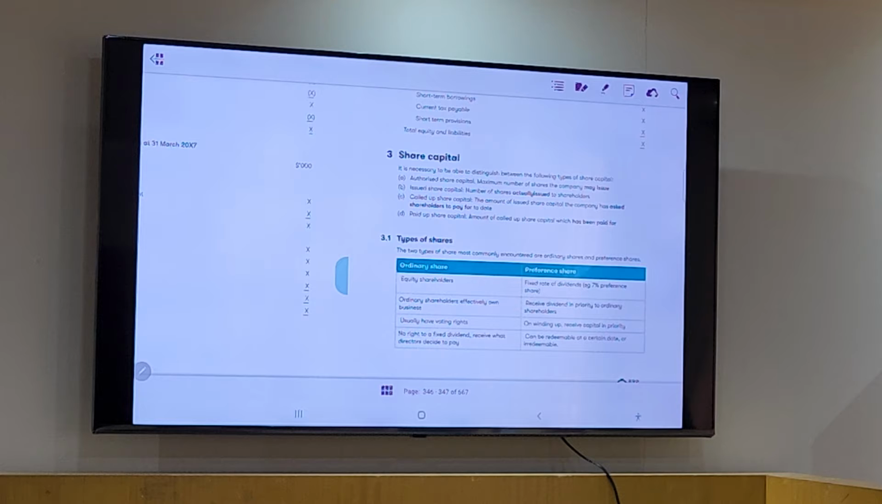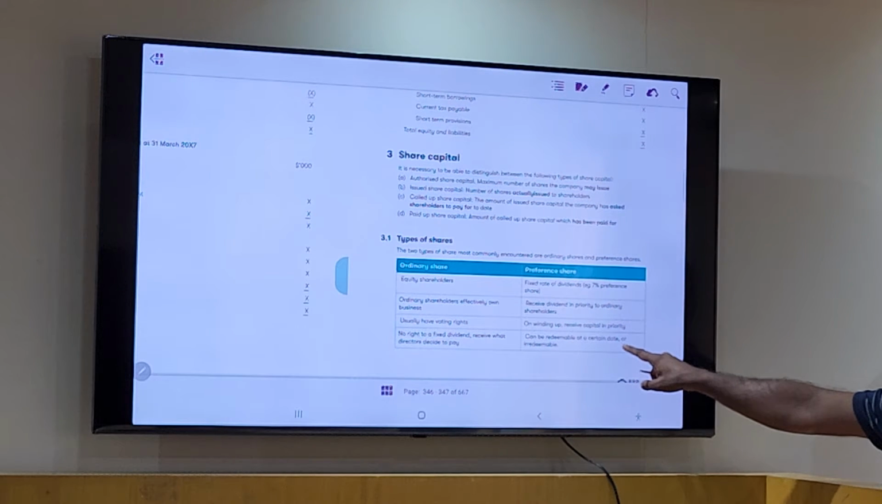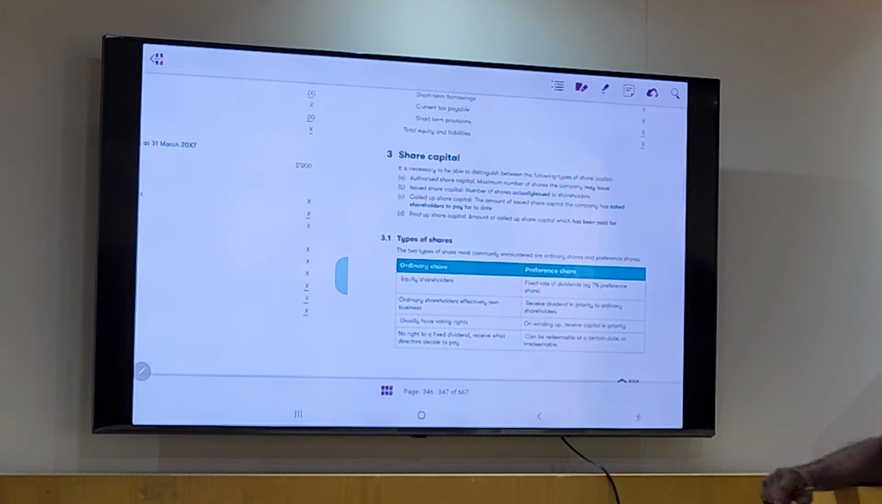Now, ordinary shareholders have no right to a fixed dividend. They cannot ask for 10%, 20%, no. Whatever is left over, you get it. But sometimes if you are doing the business well, there will be a fat dividend, you will get it. Whereas preference shares can be redeemable at a certain date or sometimes irredeemable.